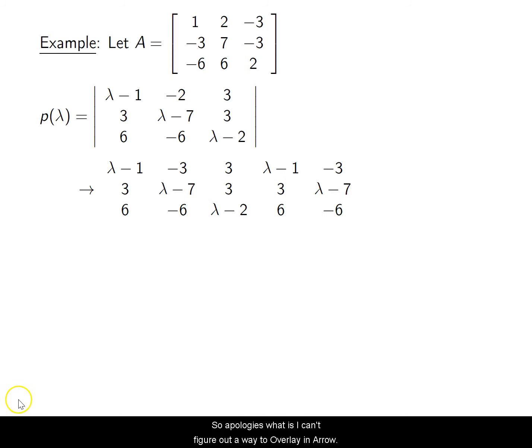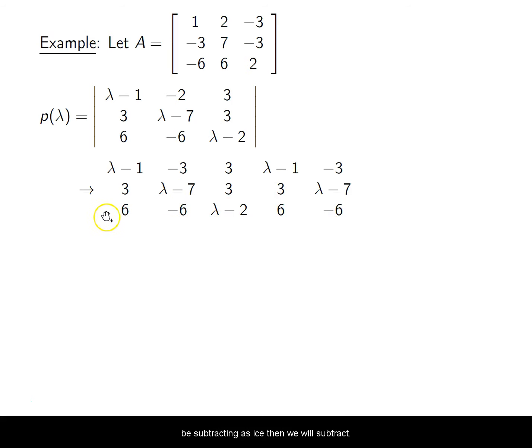Apologies, but I couldn't figure out a way to overlay an arrow over my writing here, so we'll just do this by hand. For the first part, remember the things going this way are pluses, and the ones going this way are minuses. So the first one is going to be lambda minus 1, lambda minus 7, lambda minus 2. That's the first set of multiplications we have. And then we're going to multiply 9 times 6 and add that to 9 times 6 again. They're both negative, so we'll be subtracting those values.